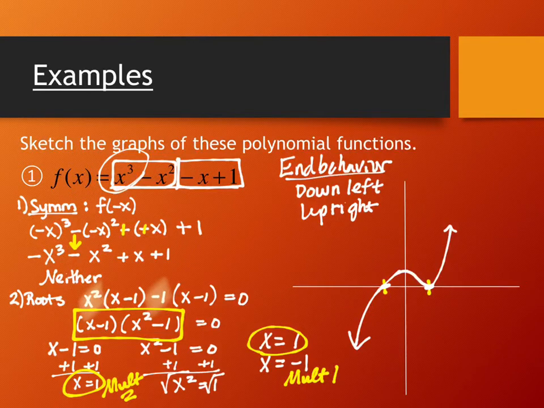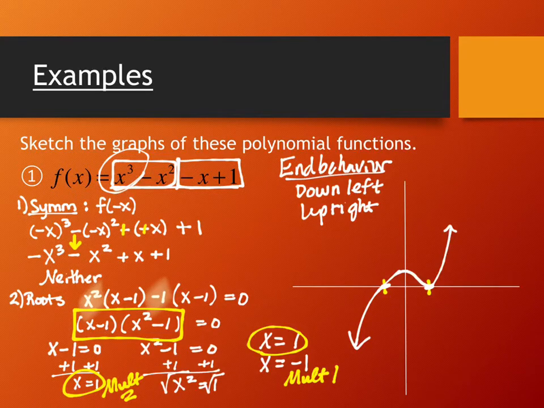And if yours doesn't look smooth, once you connect them, just erase and redraw so that things connect and look smooth. I don't need any additional points to do this one. The end behavior and then the bouncing and the cutting were enough. And if you look at it, you should be able to say, yeah, it's not even, right? It's not a reflection across the y-axis. And it's not odd. If I spin this around 180 degrees, I don't end up with the same graph. Any questions on this one?